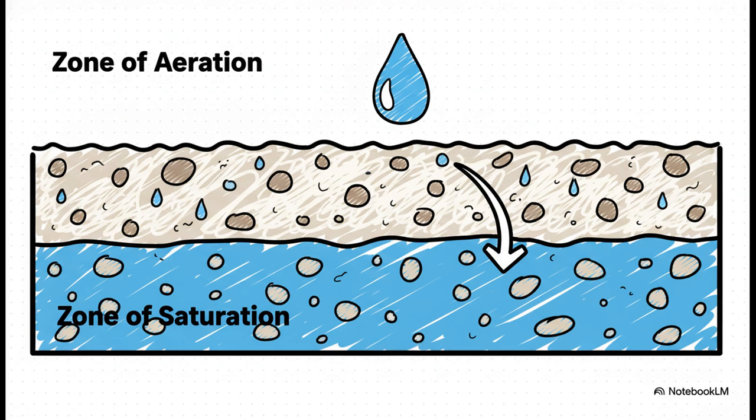Now, this is where it gets really interesting. As our little water droplet makes its way down, it passes through two totally different zones. First up is the zone of aeration. Think of this as the damp zone. The spaces between all the dirt and rock particles still have plenty of air in them. But as it sinks deeper, it finally hits the zone of saturation. And that's exactly what it sounds like. Every single crack, every pore is completely and totally full of water.